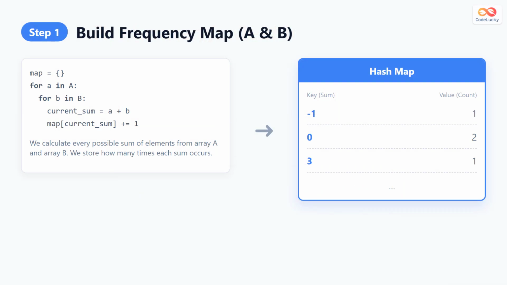In the first step, we iterate through arrays A and B. We calculate every possible sum of pairs from these 2 arrays. As we do this, we store these sums in a hash map. The key is the sum itself, and the value is the frequency, how many times that sum appeared.